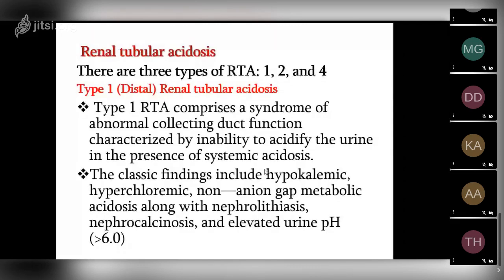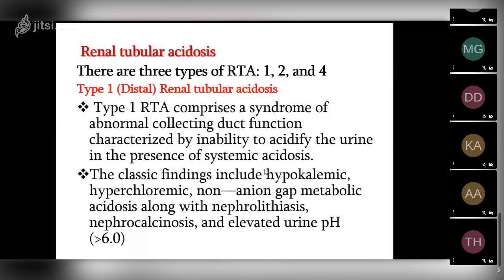abnormal collecting duct function characterized by inability to acidify the urine in the presence of systemic acidosis. The classic findings include hypokalemic, hyperchloremic, non-anion gap metabolic acidosis, along with nephrolithiasis, nephrocalcinosis, and elevated urine pH, which is greater than 6.